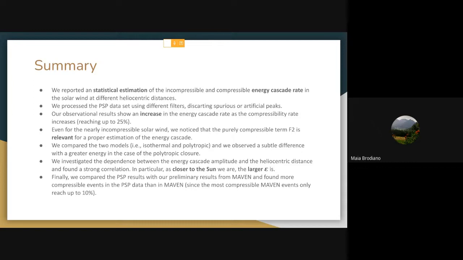We also compared two models, isothermal and polytropic, and we observed a subtle difference with a greater energy in the case of polytropic closure. And we investigated the dependence between the energy cascade and the heliocentric distance and found a strong correlation. Finally, we compared the Parker Solar Probe results with the preliminary results we have from MAVEN observations and found more compressible events in Parker Solar Probe than in MAVEN.